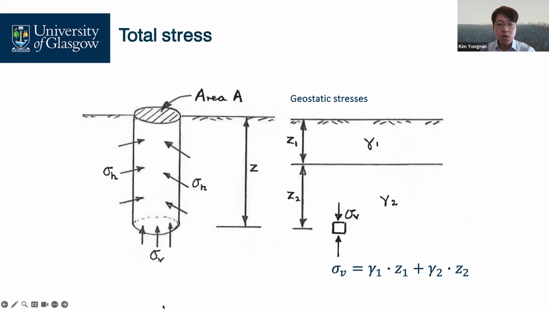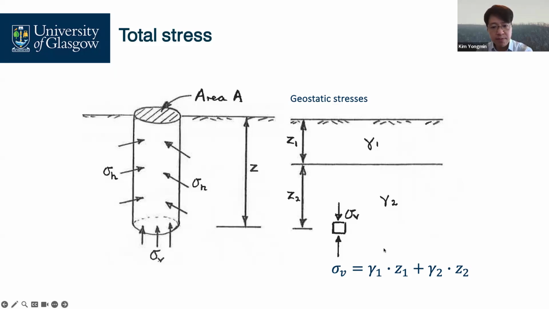If the ground surface is horizontal and the soil has unit weights gamma 1 and gamma 2 through the soil layers, we can calculate the vertical normal stress, sigma V, at a certain depth, Z, from the ground surface. There will be no shear stress acting on the vertical cylinder surface. It means only vertical and horizontal stresses are present, which are the principal stresses.